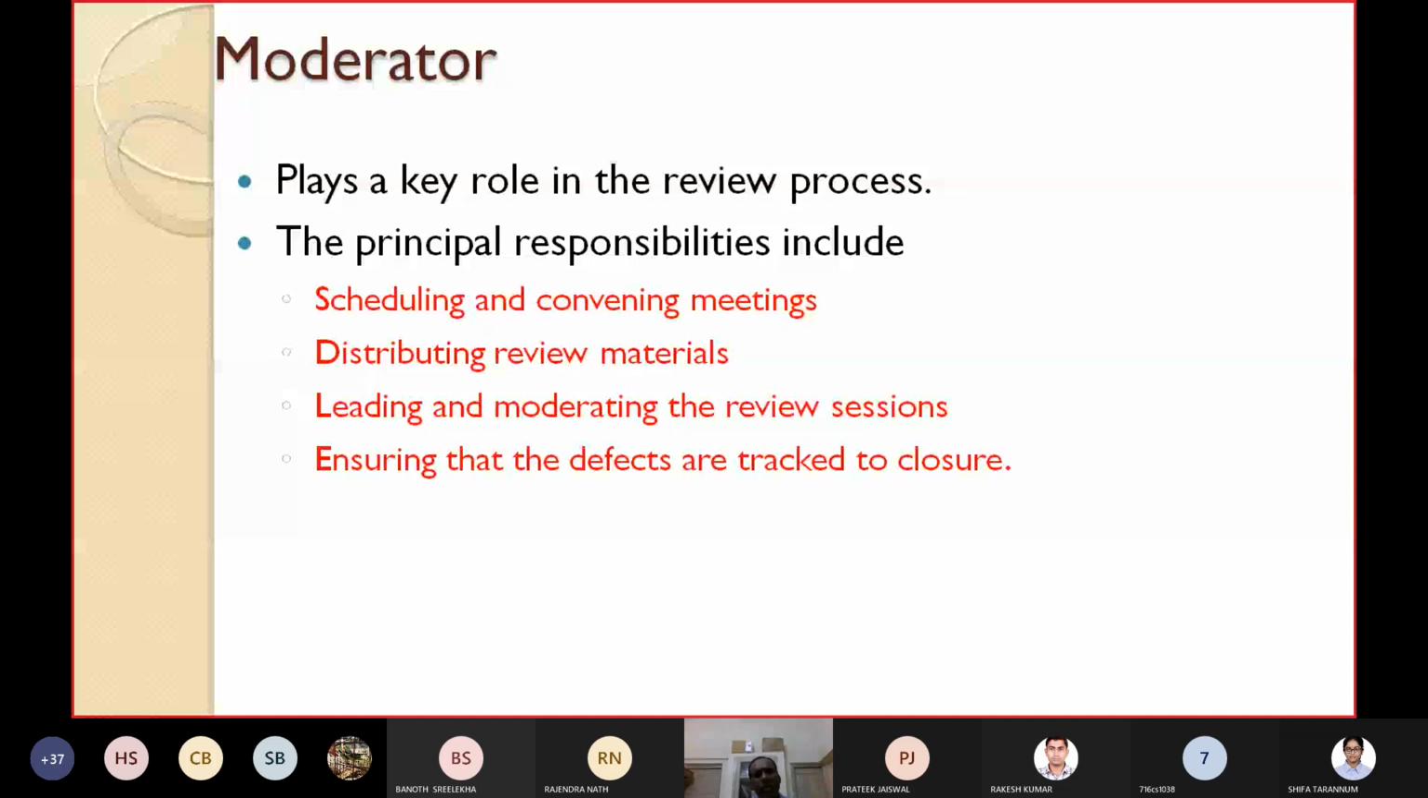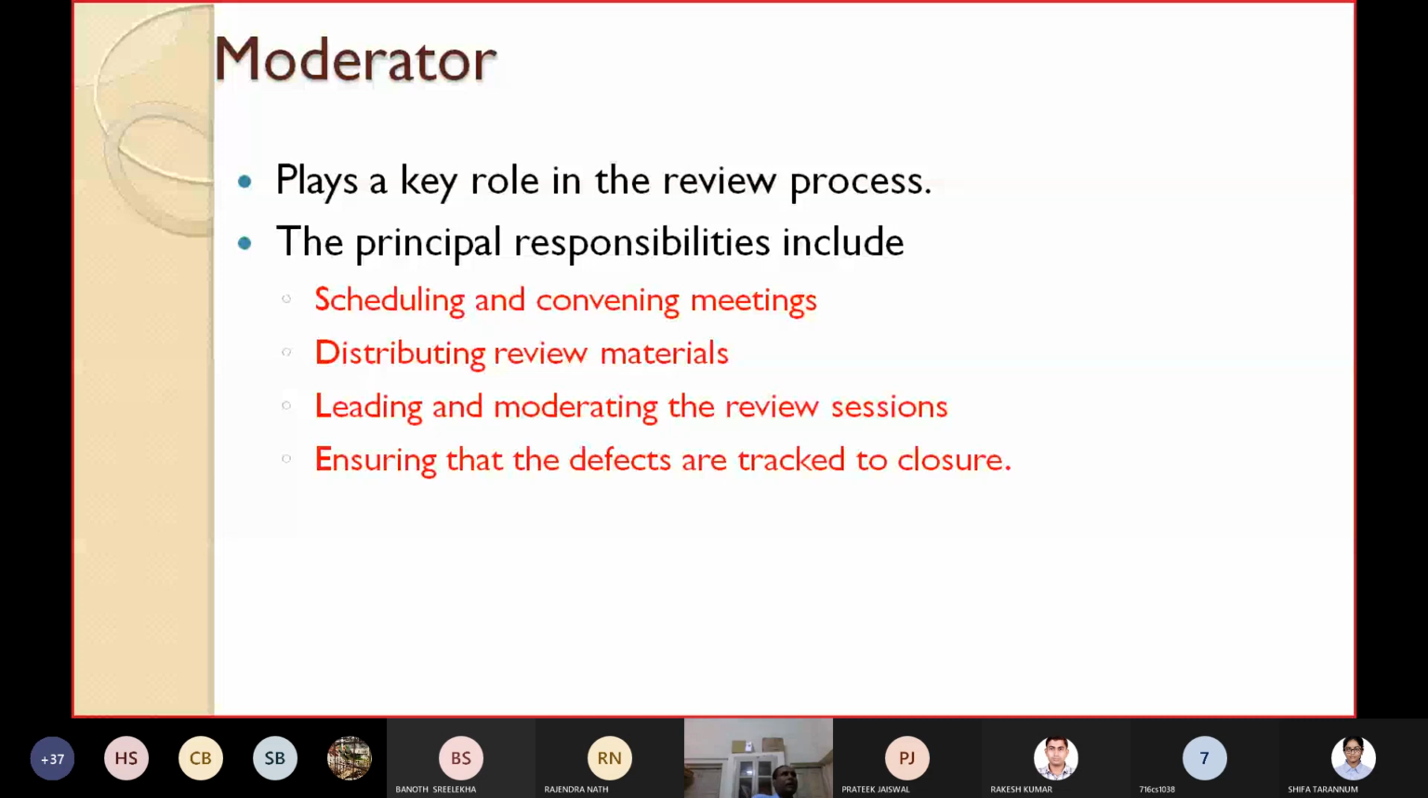He has to schedule and convene all the meetings. He has to distribute the review materials among the team members. He has to lead and moderate the review sessions. He has to ensure that the defects are tracked to closure. He will ensure that all the defects that have been identified are tracked to closure.